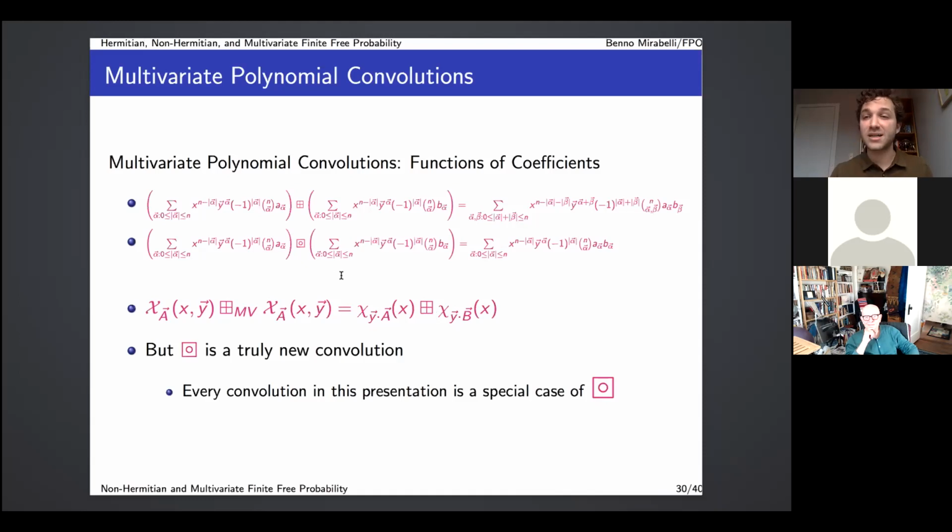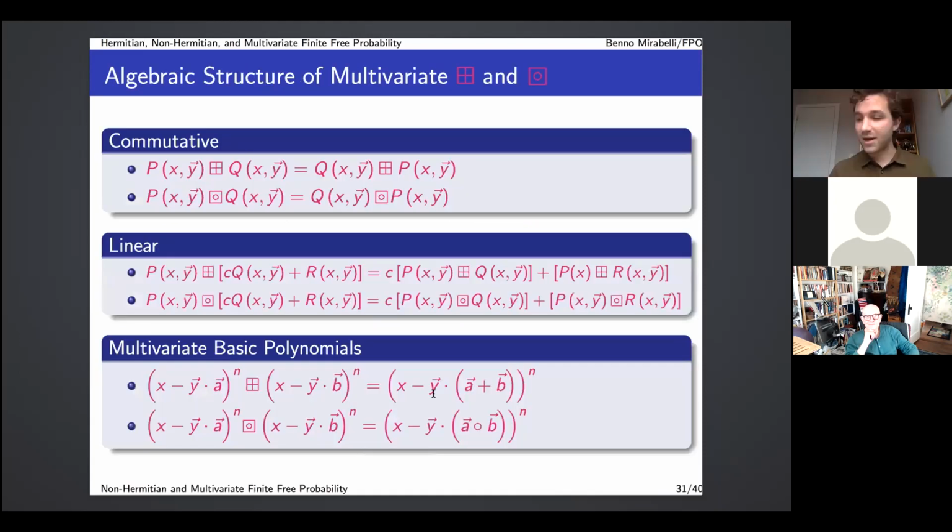But this finite box convolution really is a new convolution that needs to be derived independently. It can't be reduced to the finite multiplicative convolution. And in fact, this can be thought of as an all-encompassing finite free convolution, because every convolution I've talked about today can be represented as a special case of this finite boxed convolution. So let's talk about some of the algebraic properties of these convolutions. It's commutative with respect to these multivariate polynomials. It's linear with respect to these multivariate polynomials.